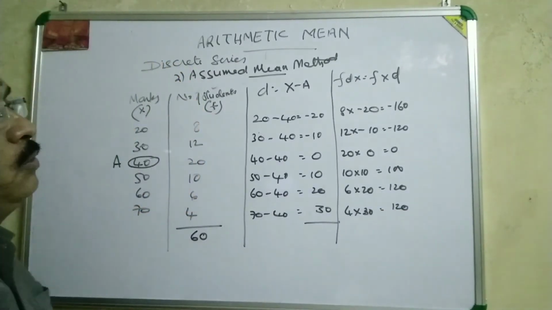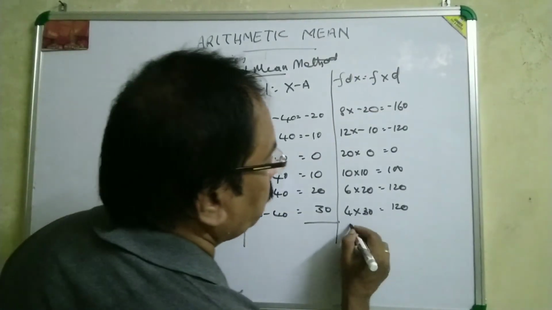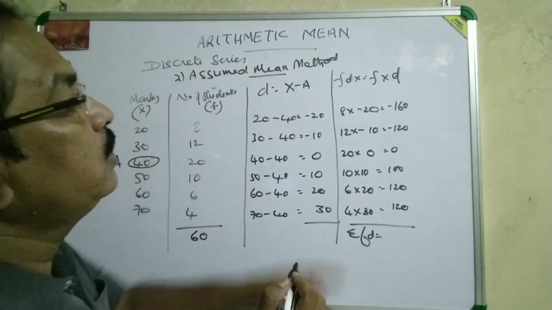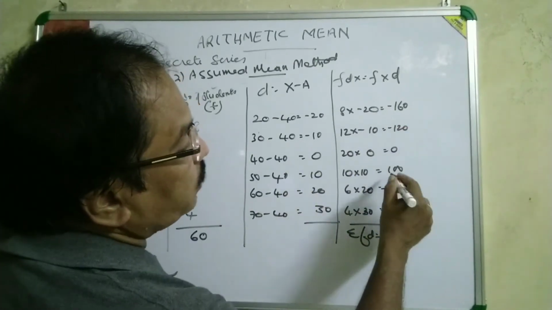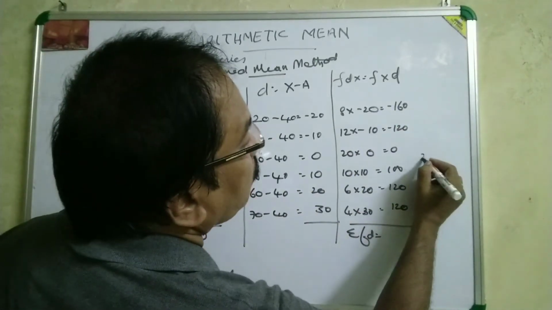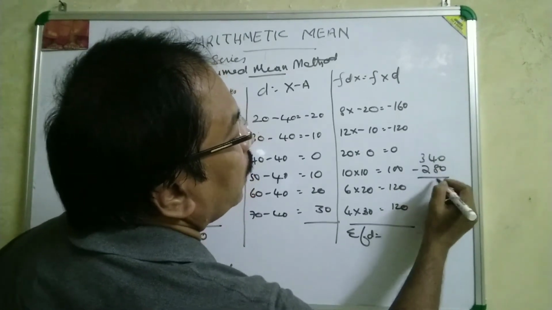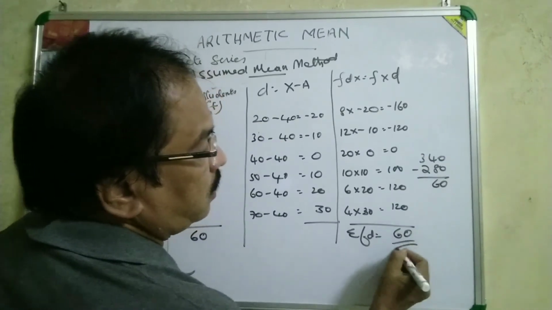So now we will find the sum total, that is we have to calculate sigma fd. So sigma fd, what are the minus values? Negative values is 280, positive values is 340. So that is 340 minus 280, we are getting 60. So sigma fd is equal to 60.